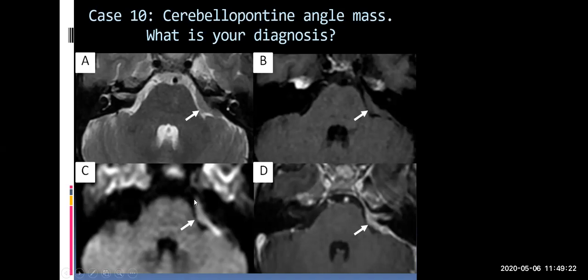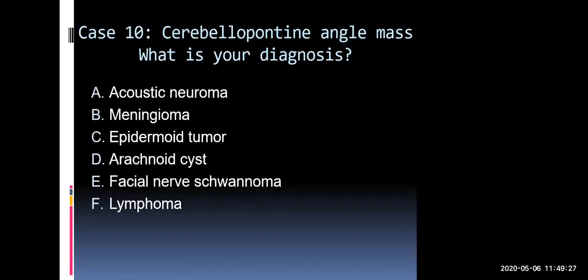This is not an easy case, guys. So I'll let you think about it for a minute. These are the possible tumors: acoustic, meningioma, epidermoid tumor, arachnoid cyst, facial nerve schwannoma, or is this a lymphoma case?